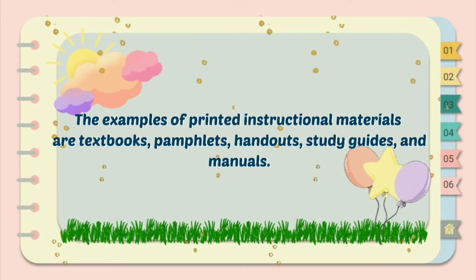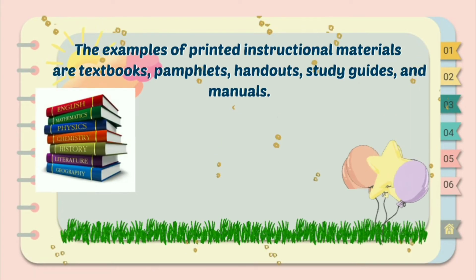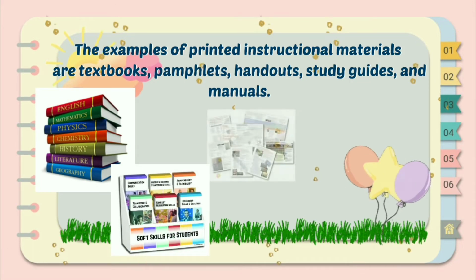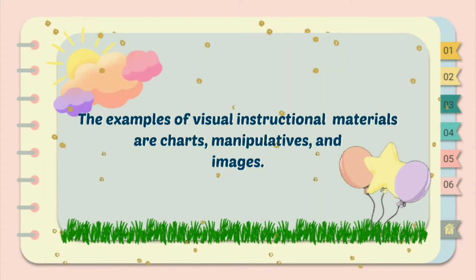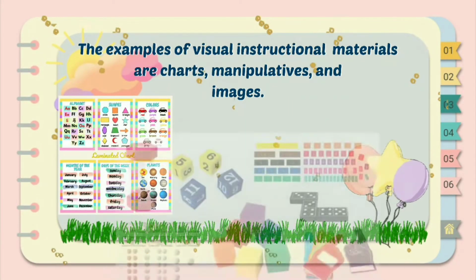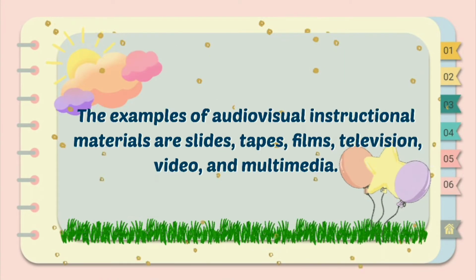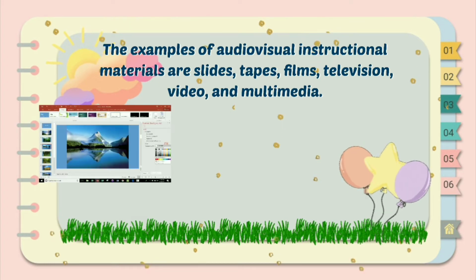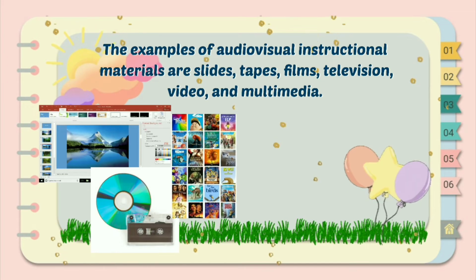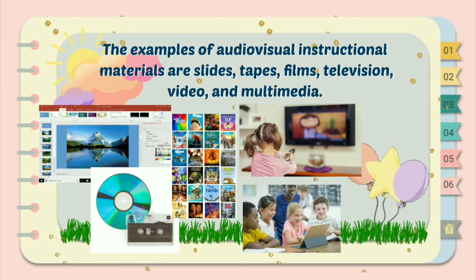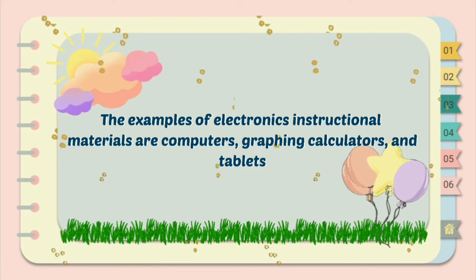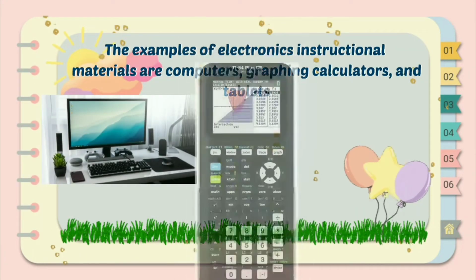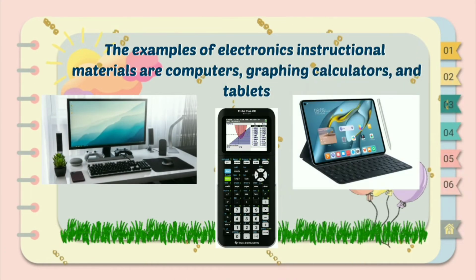The examples of printed instructional materials are textbooks, pamphlets, handouts, study guides, and manuals. The examples of visual instructional materials are charts, manipulatives, and images. The examples of audiovisual instructional materials are slides, tapes, films, television, video, and multimedia. The examples of electronic instructional materials are computers, graphing calculators, and tablets.